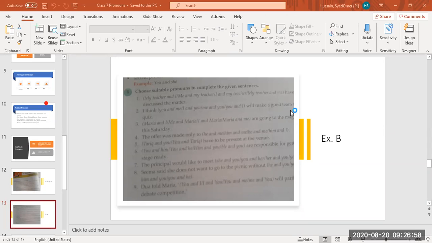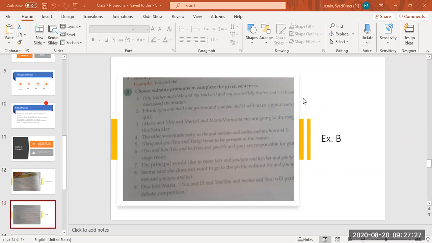The offer was made only he and me, and he and me. Which is the right option? He and me? No. The right option is him and me. Why? Because in he and me, one is a subjective pronoun and me is an objective pronoun. So you are either using the subjective pronoun or the objective pronoun.